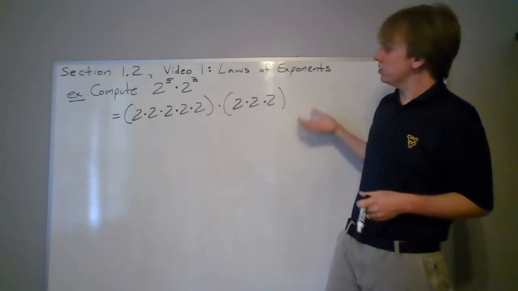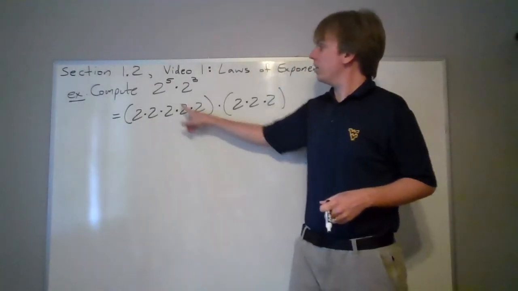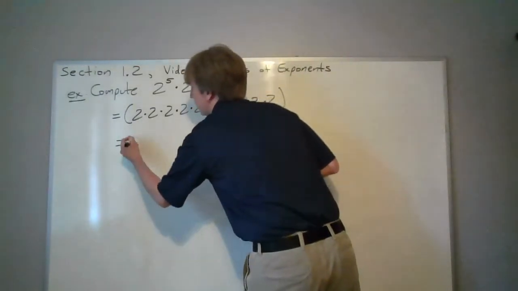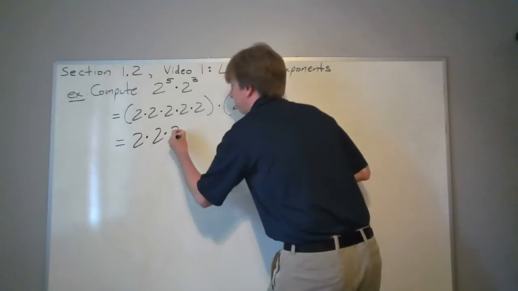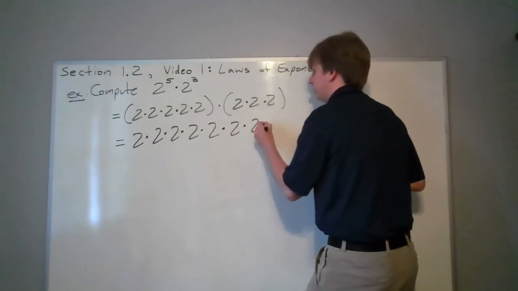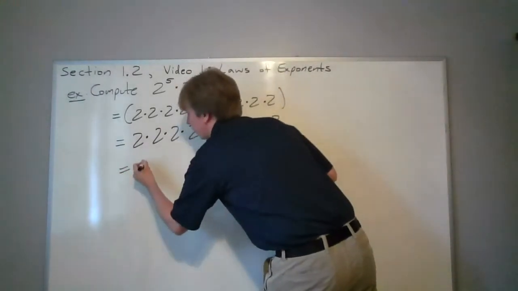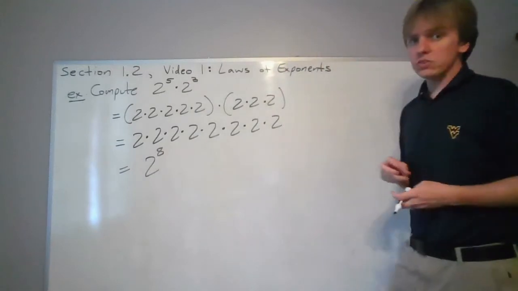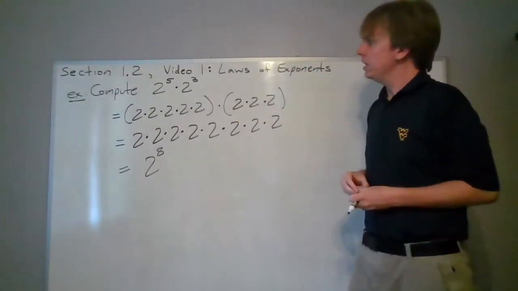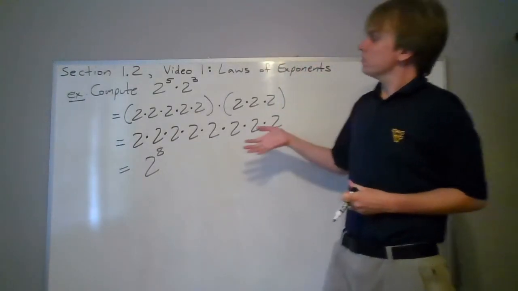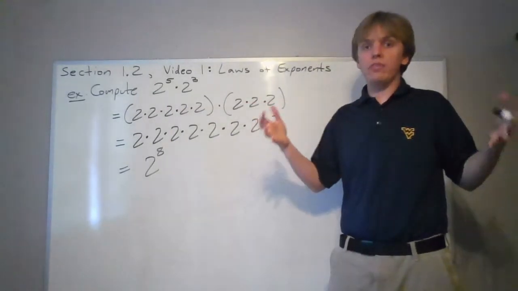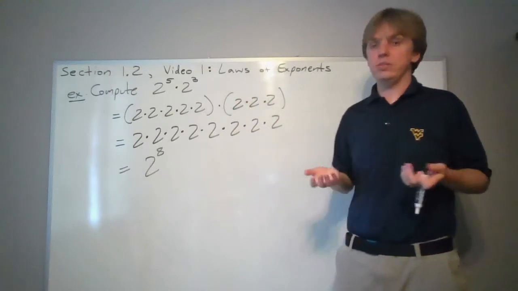And if you'll notice, how many 2's do we have? 1, 2, 3, 4, 5 from 2 to the 5th, 1, 2, 3 from 2 cubed. So we have a total of 8 2's multiplied together. And so this should give me the same answer as 2 to the 8th power. So I'm going to take a step back and try and see, where did this 8 come from? Was there anything magical about this 8? No, not really. There were 5 2's, there were 3 more 2's. We added those up. We got a total of 8 2's. We had 5 and 3 is 8 total.